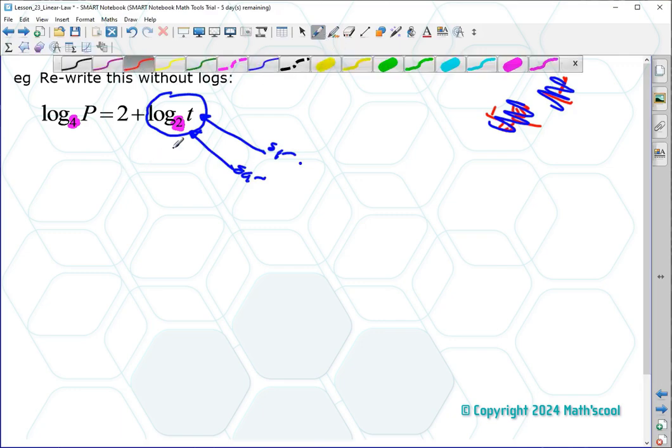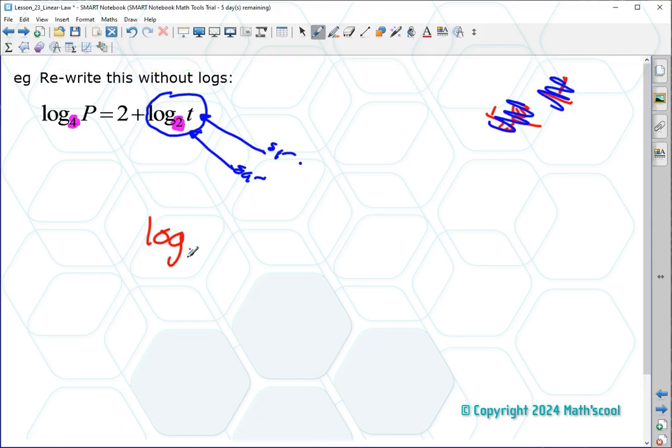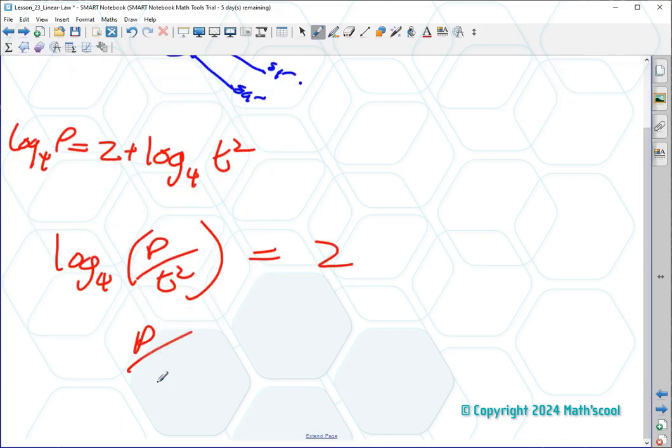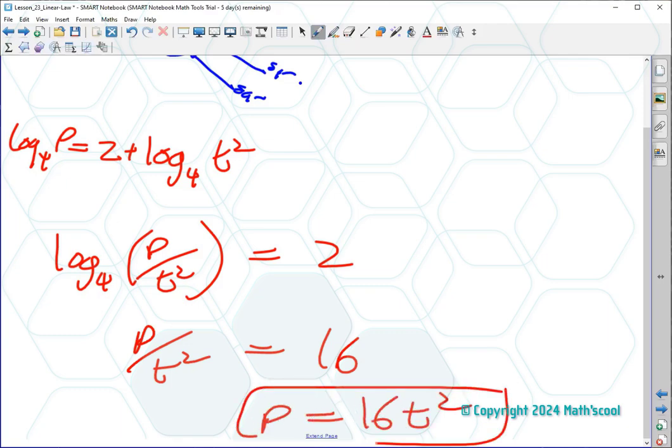Okay, so we're going to square both of these. So it's going to become log to the base 4 of t squared plus 2 equals log to the base 4 of p. And then we're going to put these log terms together: log to the base 4 of p over t squared equals 2. And then we're going to do 4 to the power of both sides. So p over t squared equals 4 to the power of 2, which is 16. P equals 16t squared is our equation.